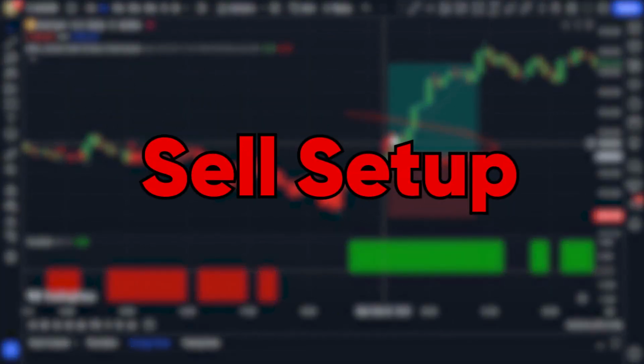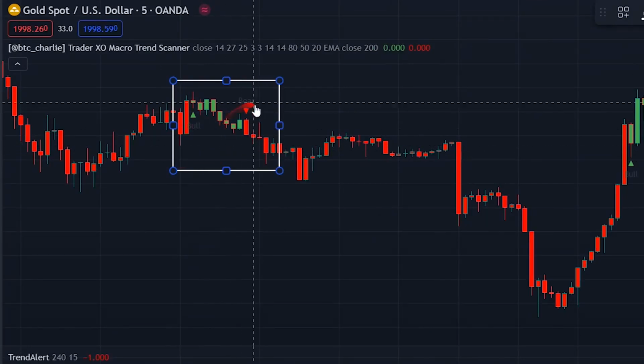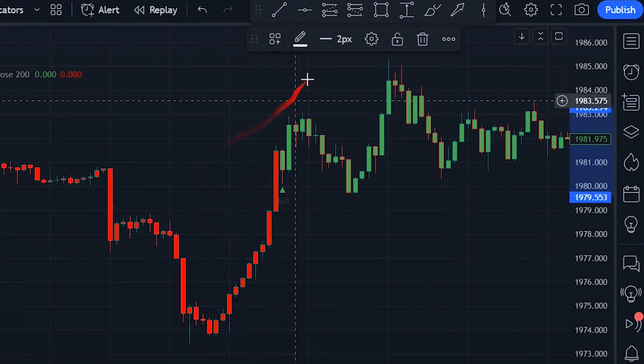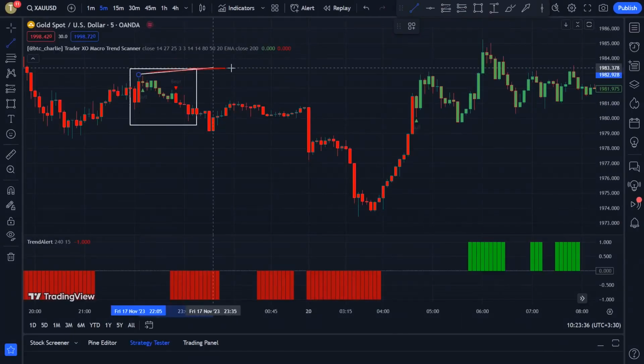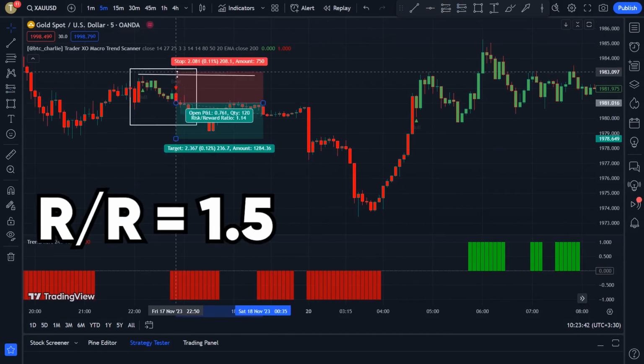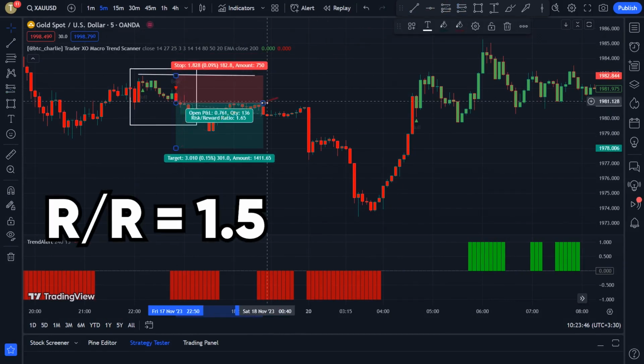Sell setup. Here we see a sell signal and we are in the sell zone on the histogram, so we can place a sell order at this point and set our stop loss above the previous high of the market, and the risk to reward ratio will be 1 to 1.5.